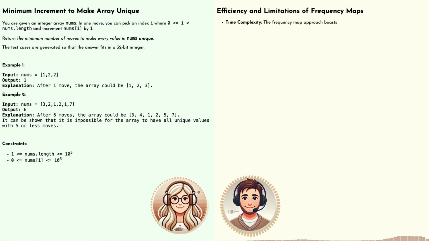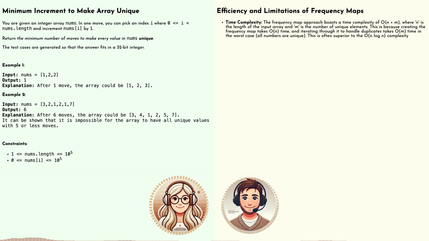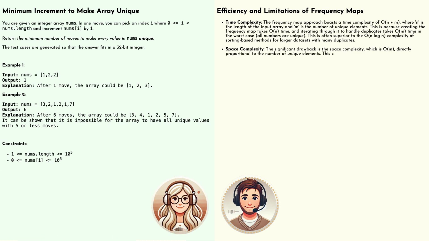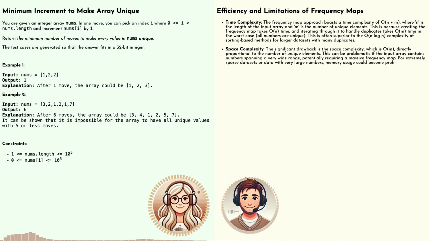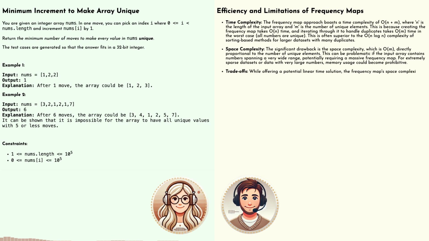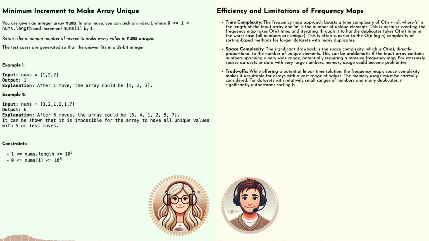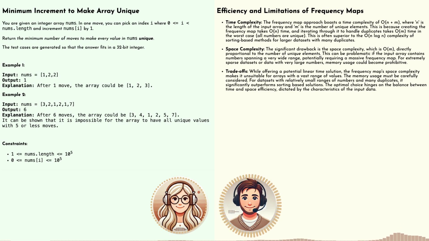Right. Okay, let's talk efficiency. What would be the time and space complexity for this frequency map approach? So the time complexity for this one is O(n + m), where n is the length of our original array, and m is the number of unique elements. Okay. And what about space complexity? I'm guessing the frequency map itself is the main factor there, right? You got it. The space complexity is O(m). The size of our map really just depends on how many unique numbers we have, not the overall length of the array. So this sounds like a really efficient approach, especially if we have lots of duplicates, which would keep that m value relatively small.